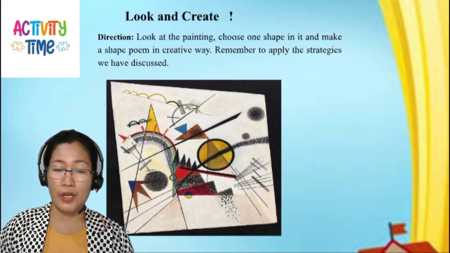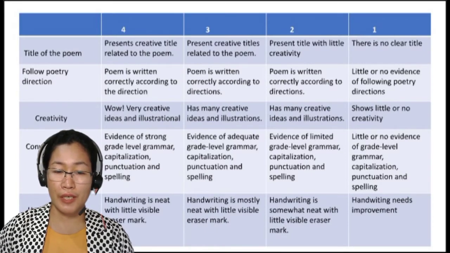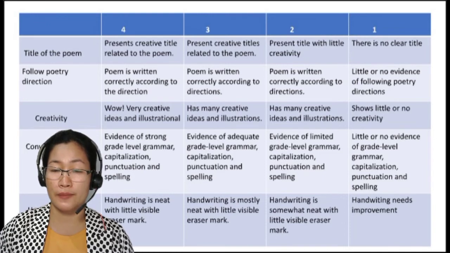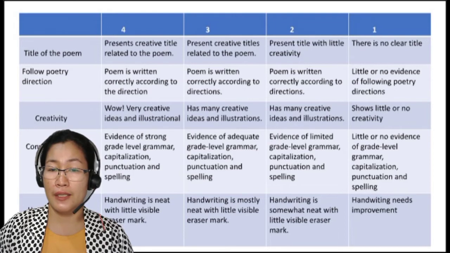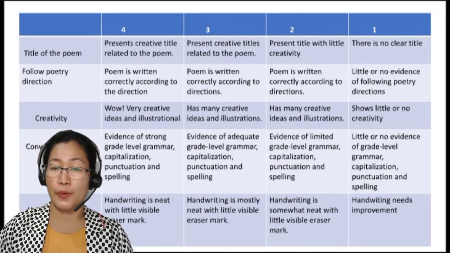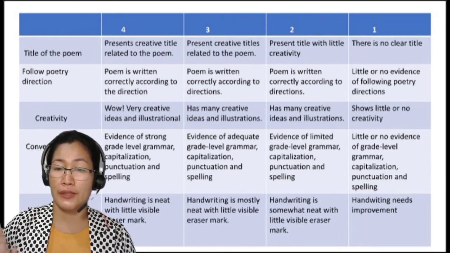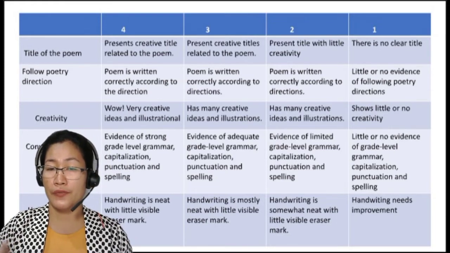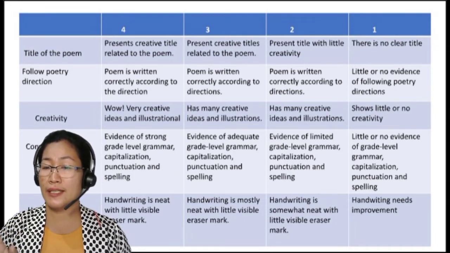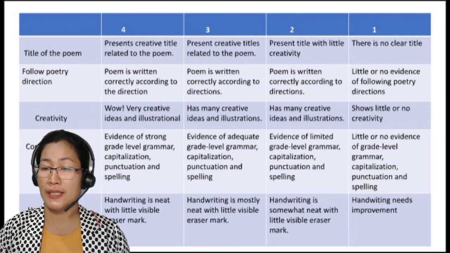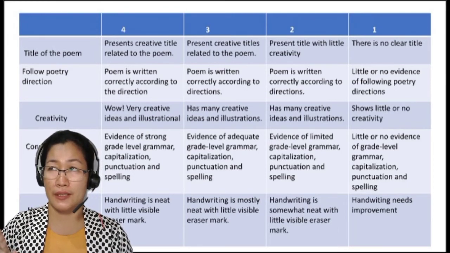Oh, wait. Here we have the rubrics for this poem. You have to take a look at the rubrics here. We have the title of the poem. For number 4, it presents a creative title related to the poem. For 3, it presents creative titles related to the poem. Next, a title with little creativity. And 1, there is no clear title. So you must be careful when doing a title.